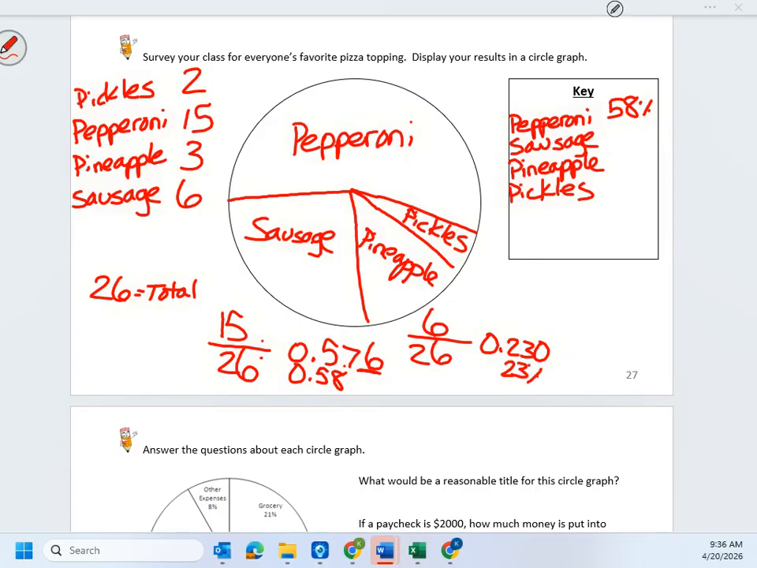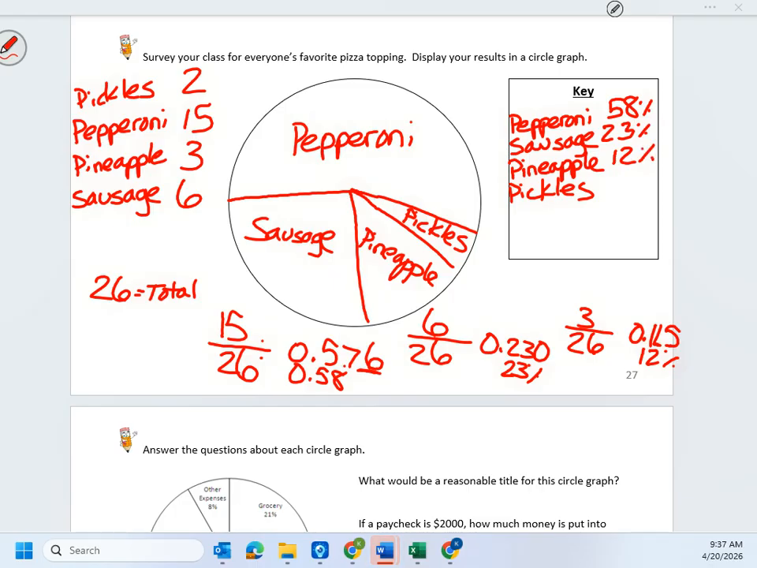23%. Let's look at our pineapple. What is our percentage of pineapple? Fernanda? 0.115. So we had 3 divided by 26, which gave us 0.115. So what percent would that be, Fernanda? 12%. Yep, 12%, because that 5 tells us to round that 1 up.